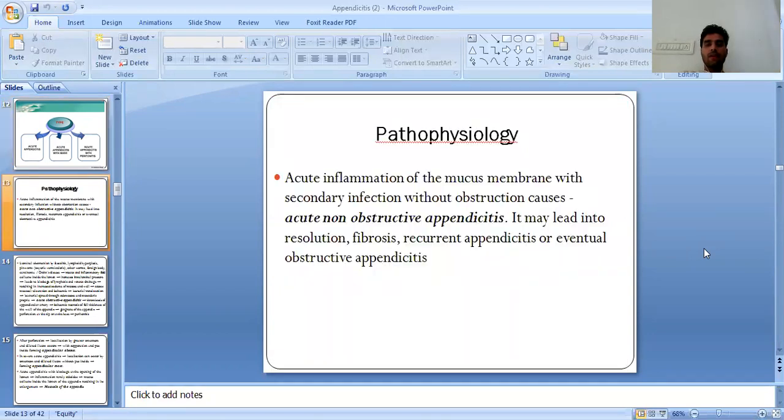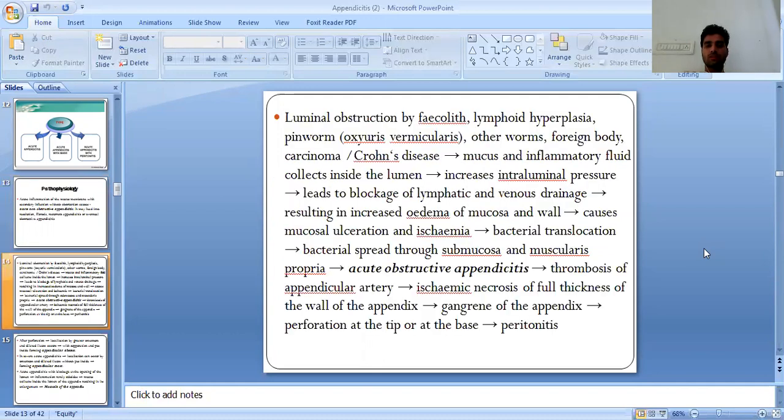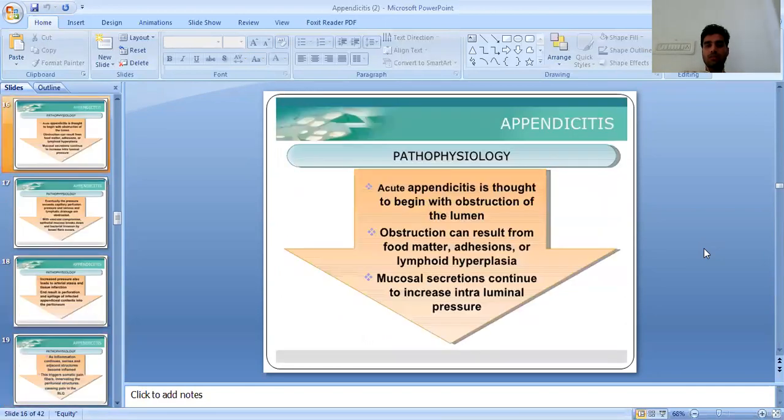Pathophysiology: acute inflammation of the mucous membrane with secondary infection without obstruction causes acute non-obstructive appendicitis. It may lead to resolution, fibrosis, recurrent appendicitis, or eventually obstructive appendicitis. This is another pathophysiology.